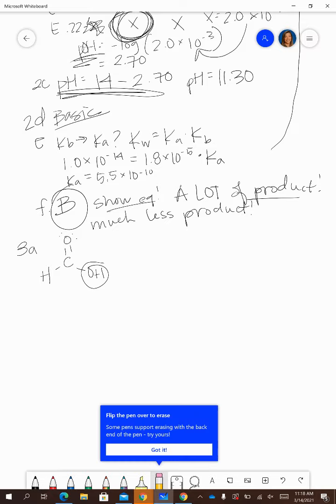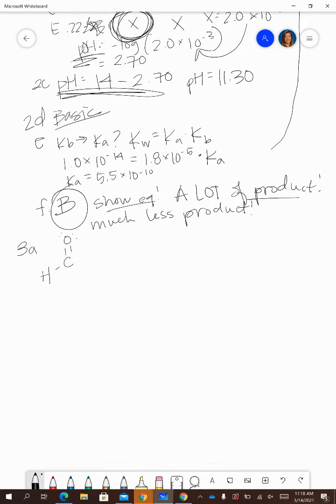Let's erase just really quick, or can I just use my eraser? Oh my gosh, that's so nice. Okay, using my new pen.